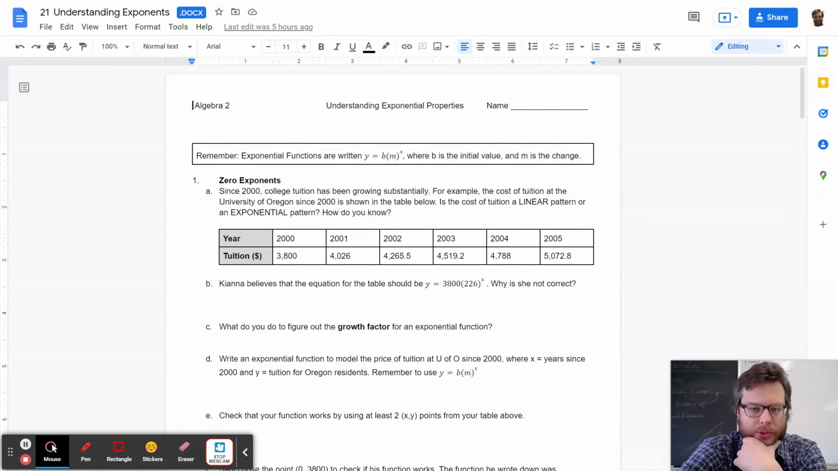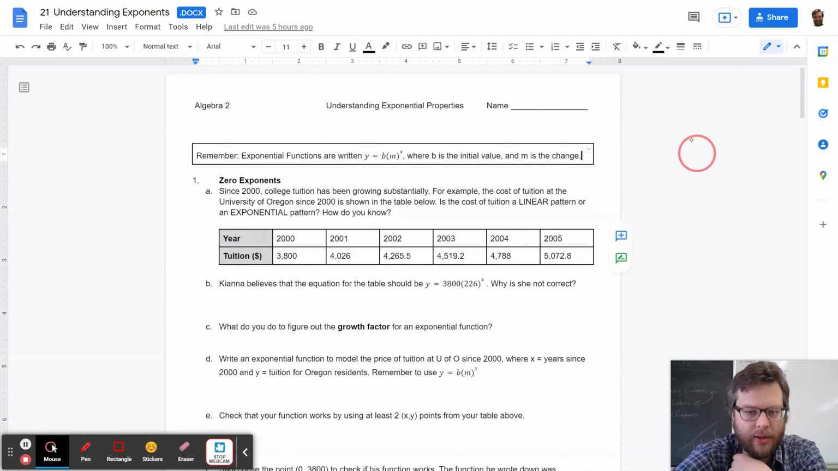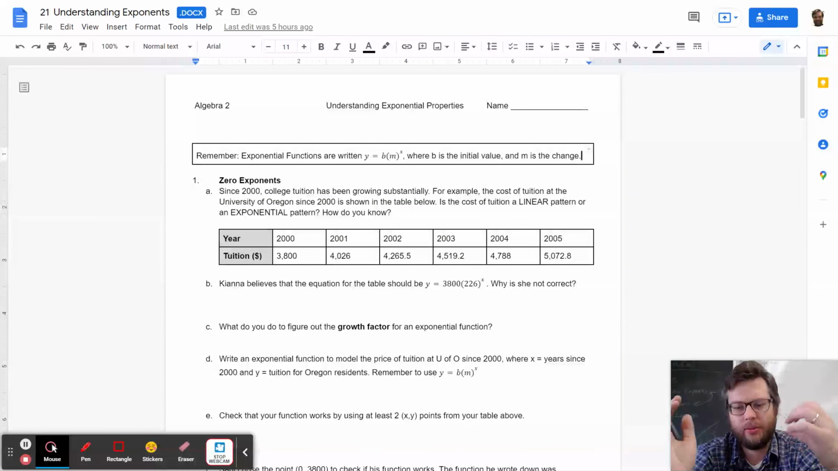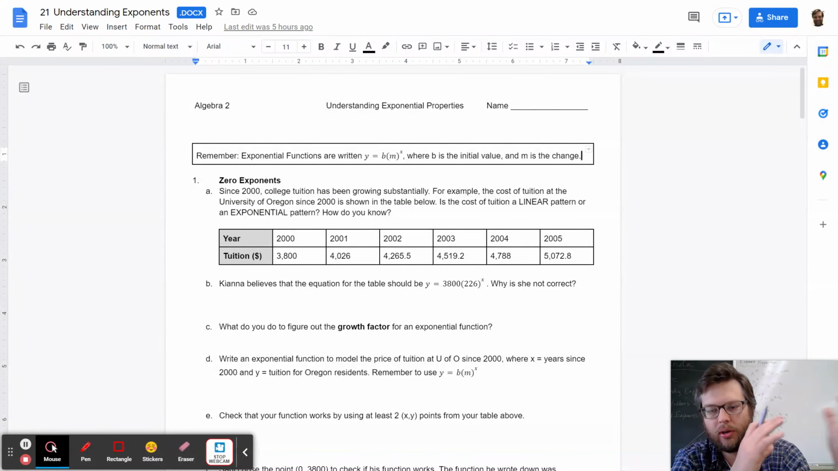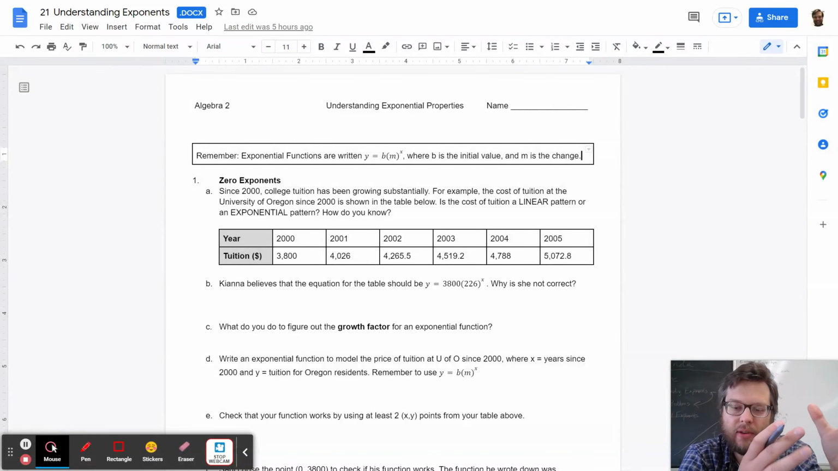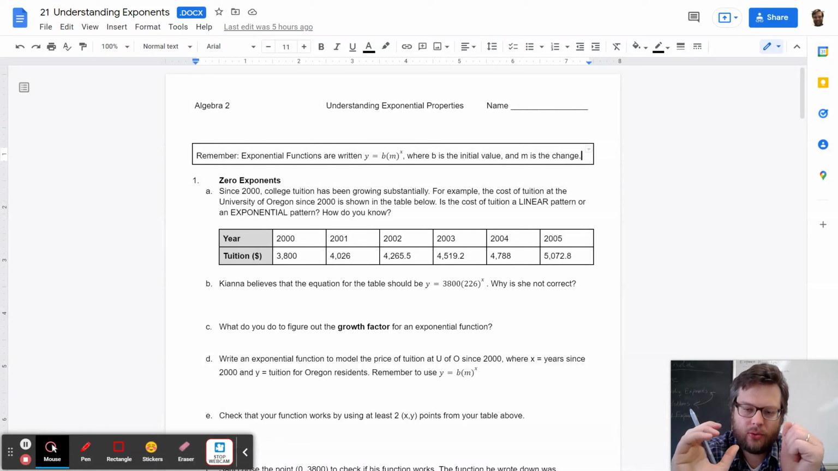All right, hello. So this was the Understanding Exponential Properties worksheet, and a lot of people had a hard time with this thing here. The idea here is to try to make a connection between the properties of exponents that we've been studying and word problems, because things usually stick better in your brain if you have some context instead of just a rule that gets written down on the whiteboard.